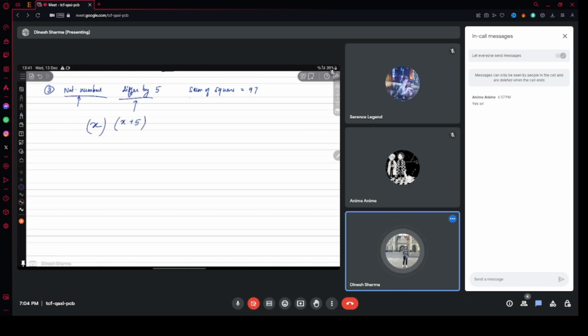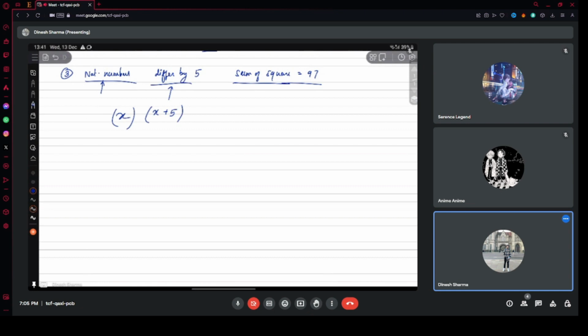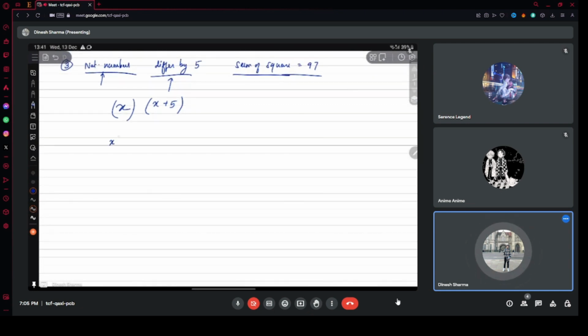And it is said that the sum of squares is 97. So if you square and add them, it will be 97. So you can do something like x square plus x plus 5 whole square equal to 97. This is what the question says. There are two natural numbers which differ by 5, and whose sum of squares is 97. So you got it.